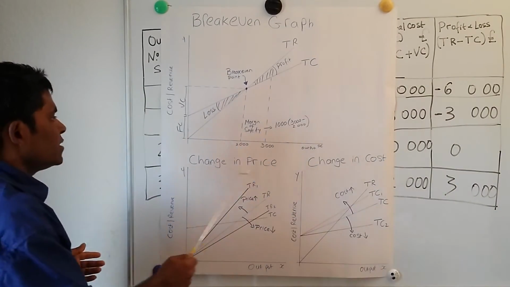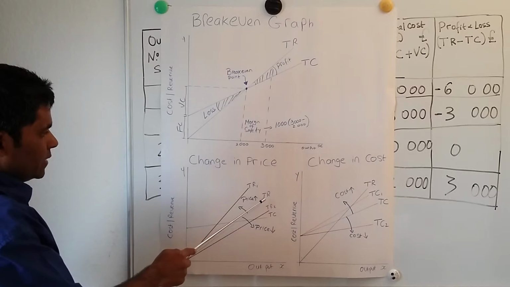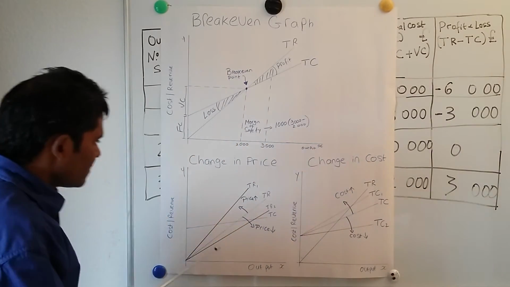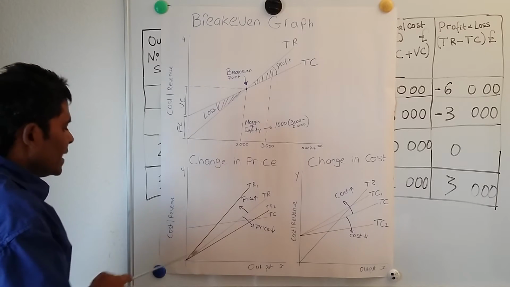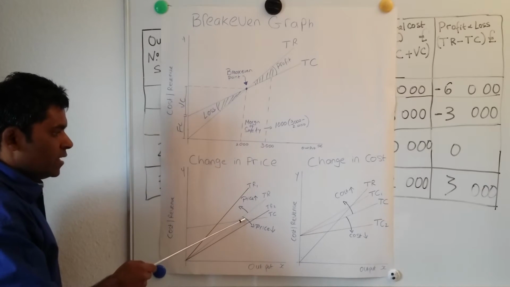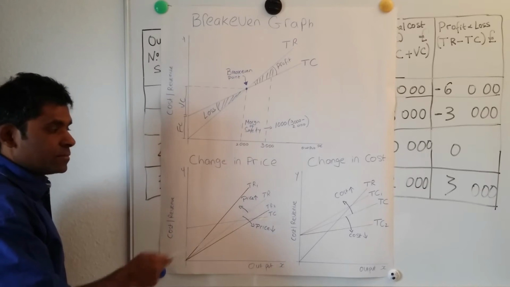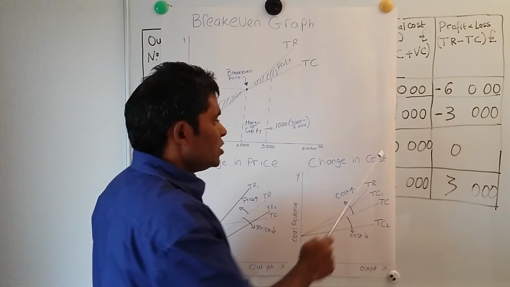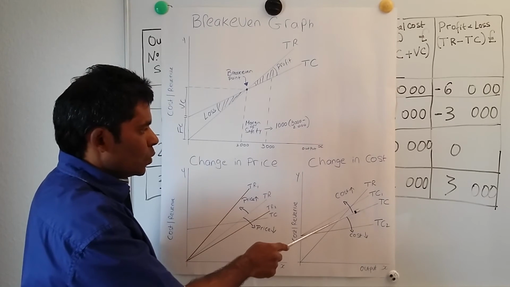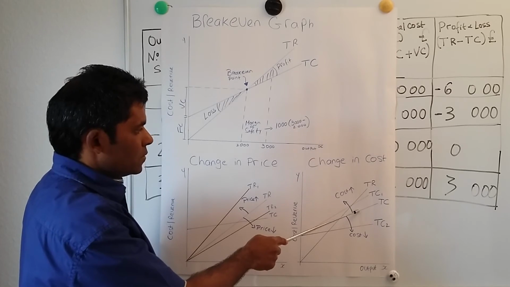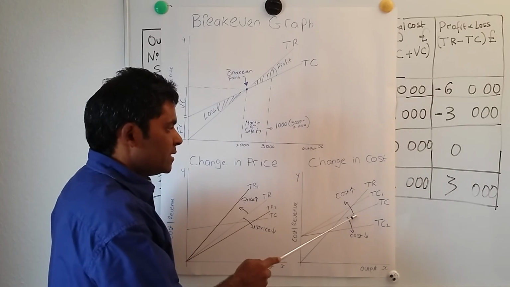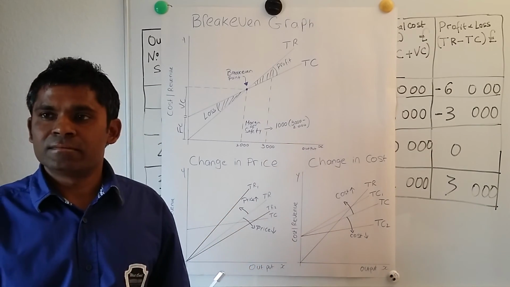Let's consider first of all there is a change in price. We have here the TR curve and here the TC curve. If there is a rise in price, the TR will swing upward. If there is a fall in price, the TR will swing downward. Change in cost. If there is a rise in cost, the TC will swing upward. And if there is a fall in cost, the TC will swing downward. Best of luck.